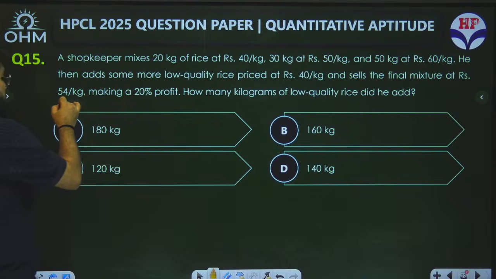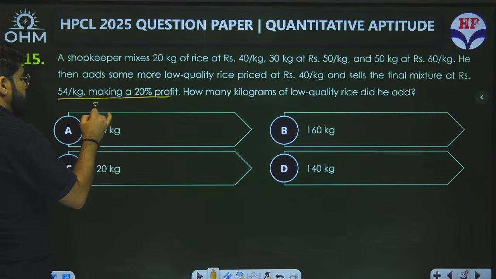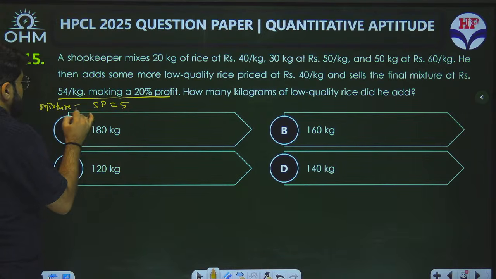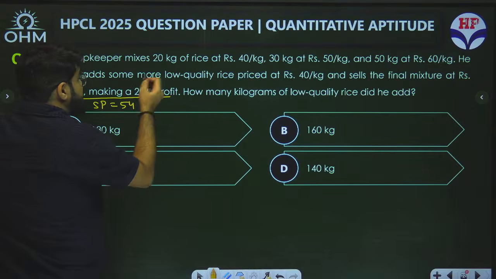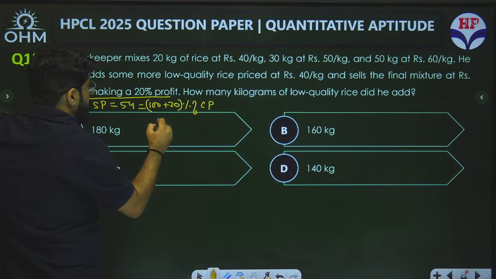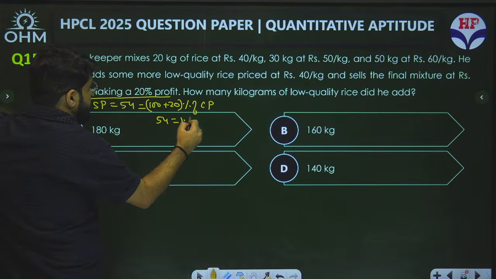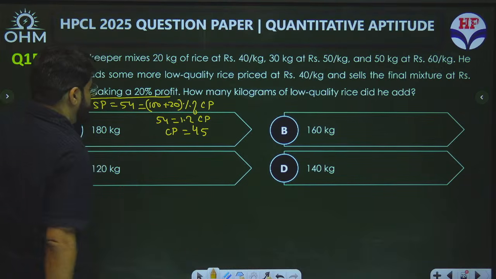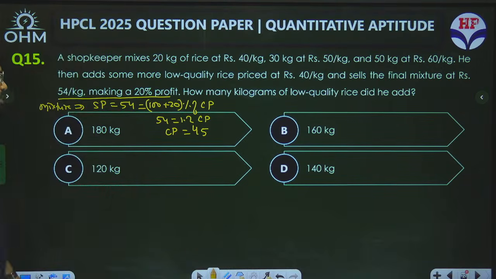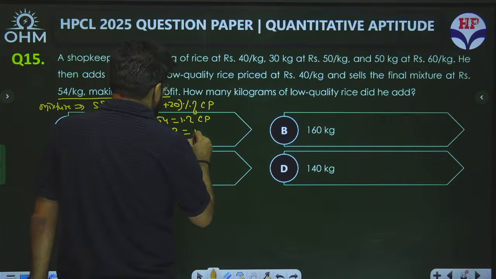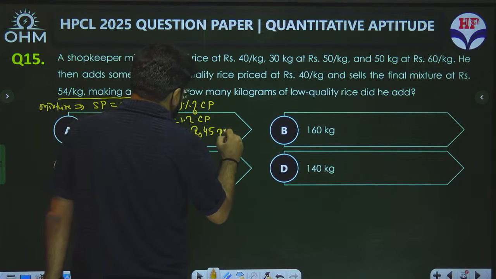making a 20% profit. So for the final mixture, the selling price is 54 and this is after a 20% profit. That means the selling price is 100 plus P% of the cost price. So this 54 is 120%, meaning 1.2 times CP. So what is going to be CP? When you cancel, 540 by 12, it will come up as 45 per kg. So the net cost price is rupees 45 per kg.